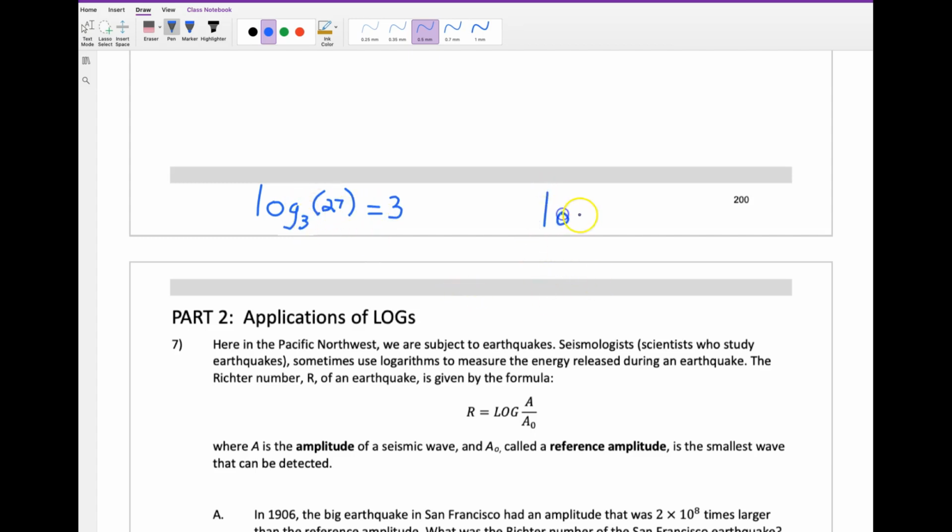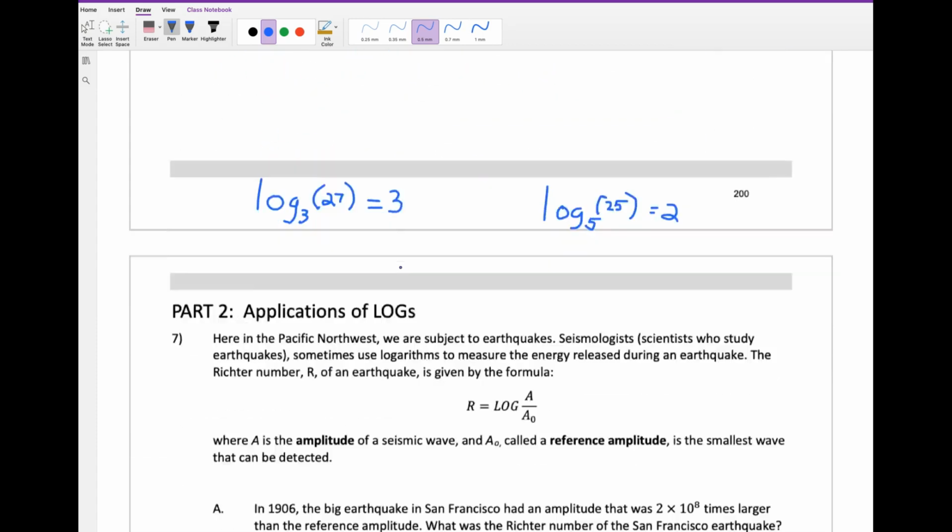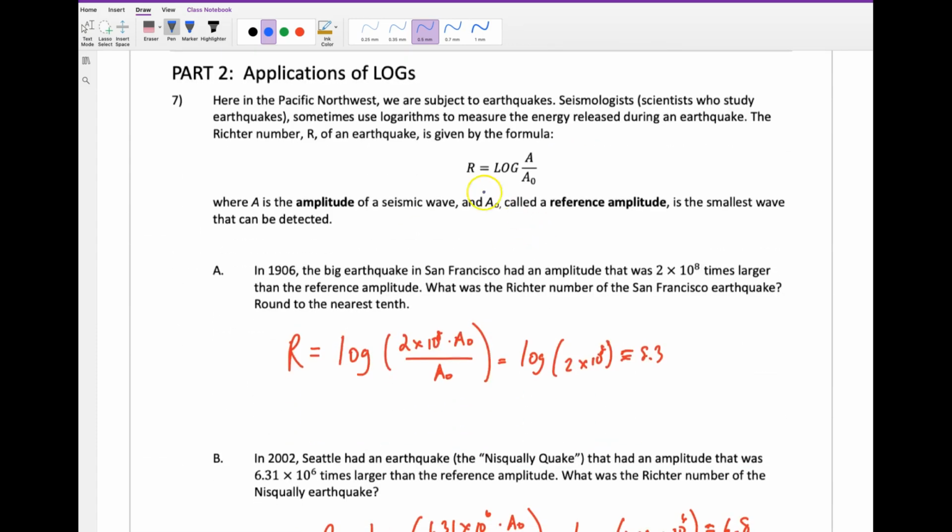Quick review again. Let's create another one. Let's go with log base 5 of 25. Log base 5 of 25. The answer is 2. Okay, just to remind you of what we did with logs. Now let's look at applications here.